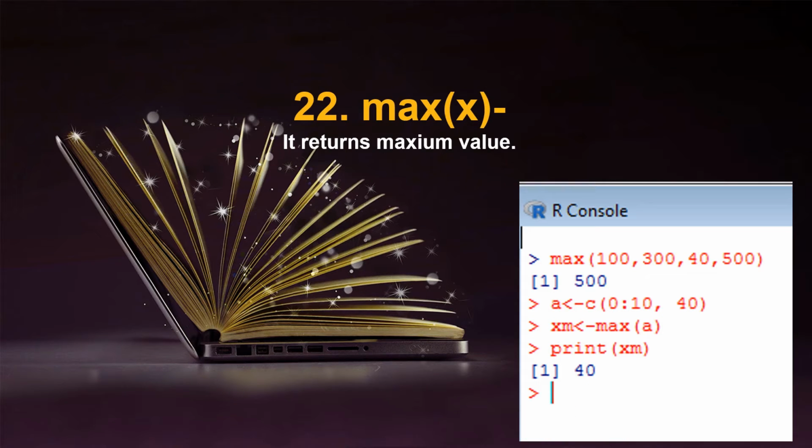The next is the max function. As the word suggests, max returns the maximum value. See the example, max of 100, 300, 40 and 500. The maximum will be 500, so the output is 500. In the second example, there is a list of 0 to 10 range and 40. So the maximum will be 40, so the output is 40.